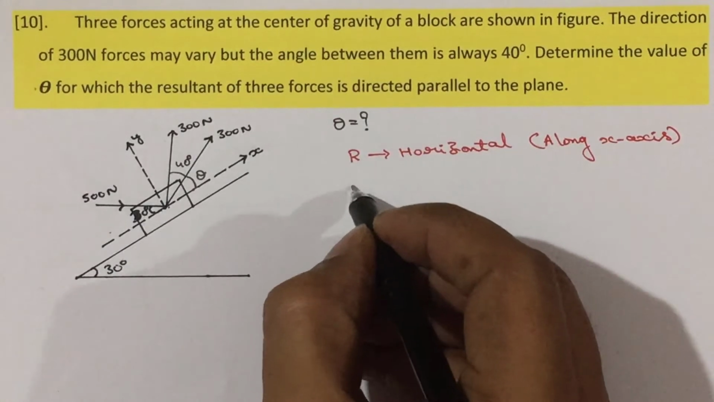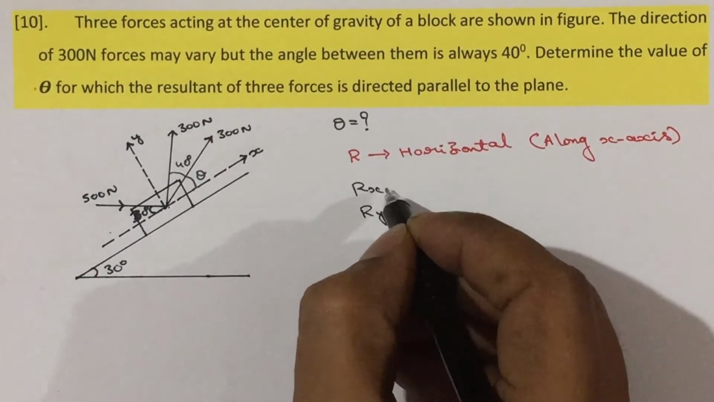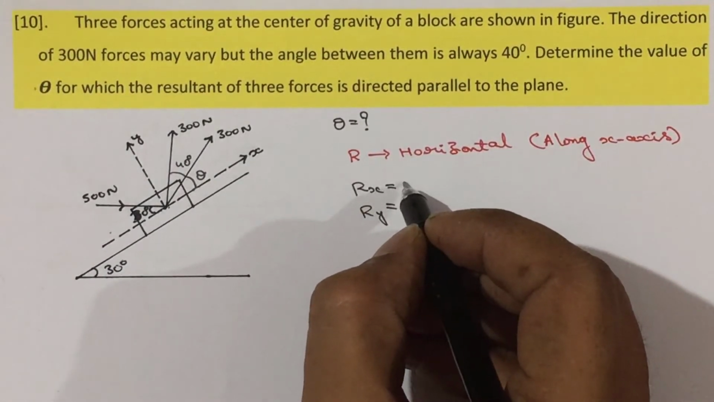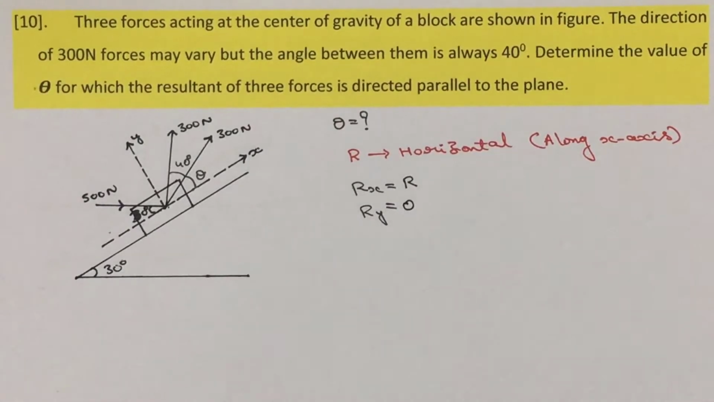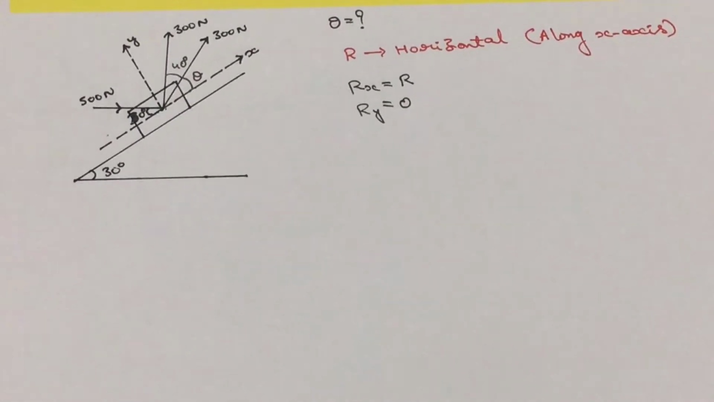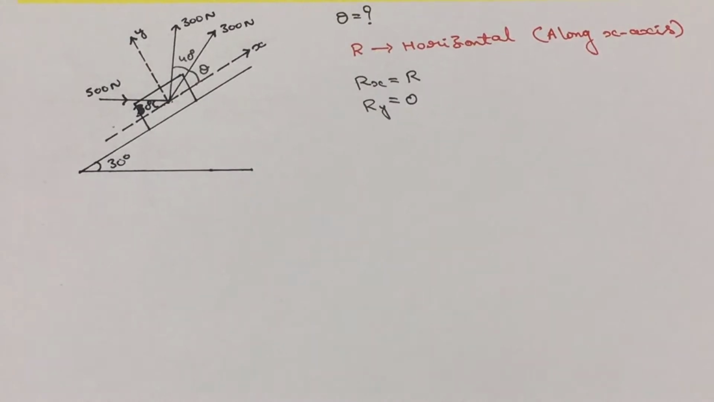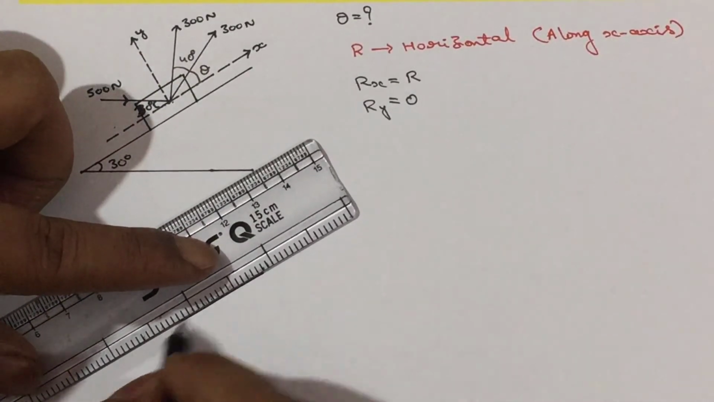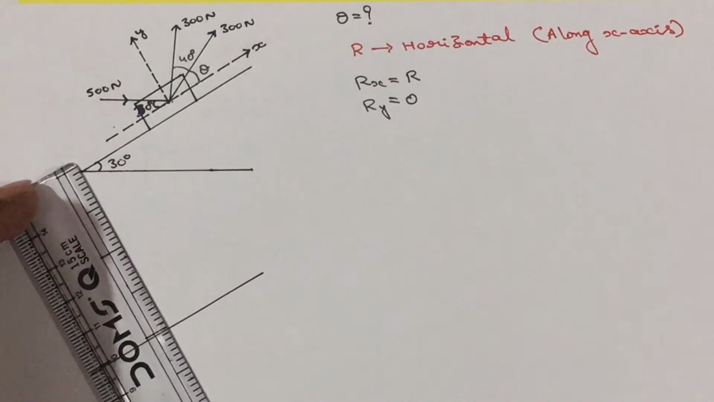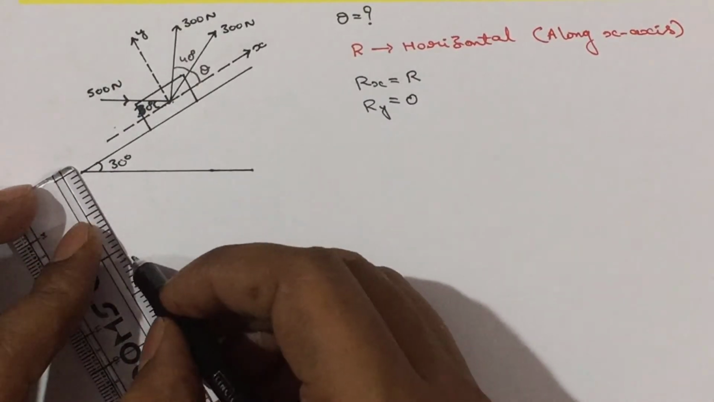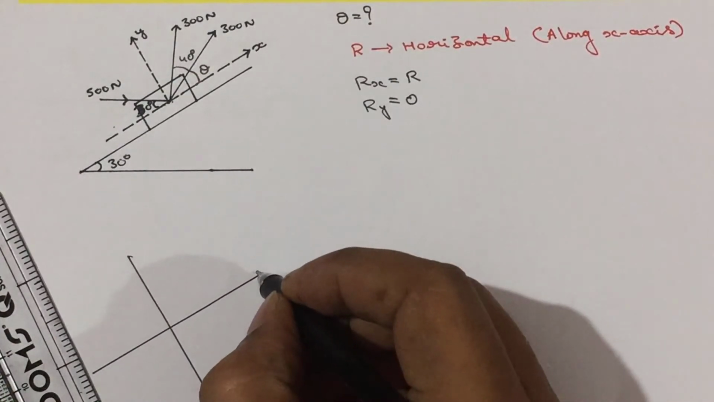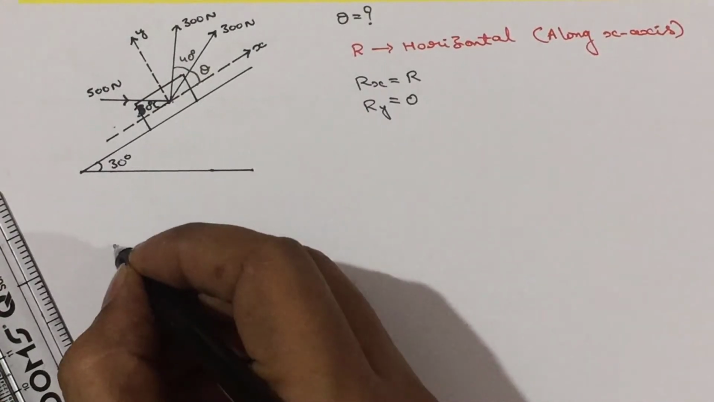then the components will become, since R is horizontal, Rx will become R, Ry will become 0. Then we will simplify this problem. So, I am going to take the inclined plane as the x axis, that is the horizontal axis. Then perpendicular to that, I am going to take the y axis. So this will be x, this will be y.